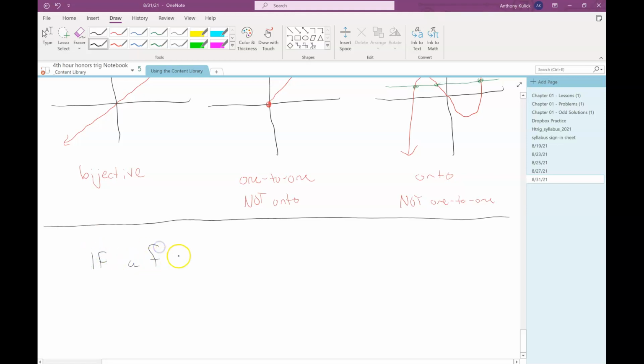if f is bijective, then f inverse is a function.